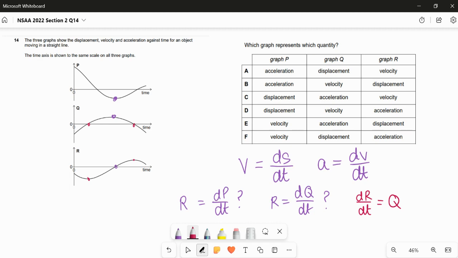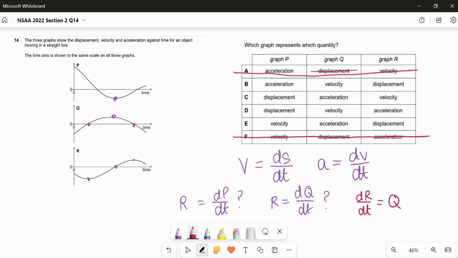So Q has to be velocity or acceleration. So it cannot be a displacement term. So this one has Q as displacement. Should probably actually rub that out. And then Q could not be displacement from this one.